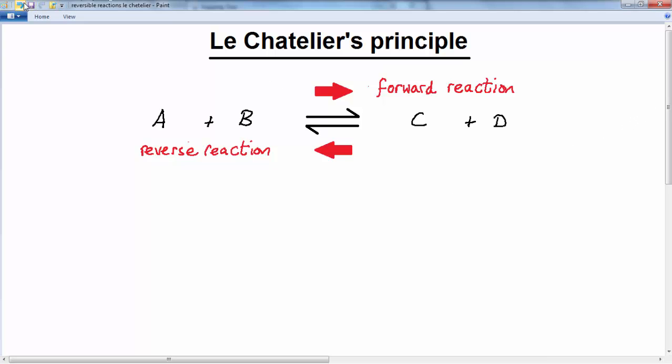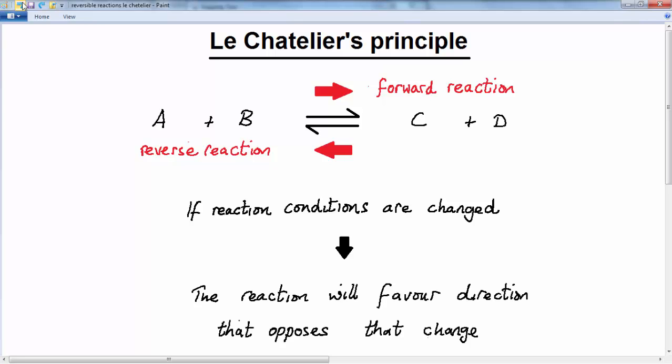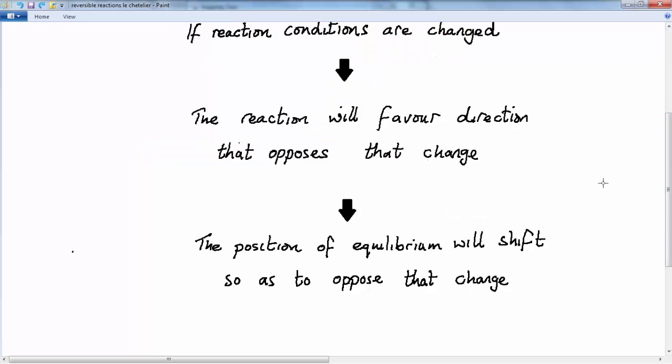So we can say, if the reaction conditions are changed, then the reaction will favour the direction that opposes that change. Another way of saying that is that the position of equilibrium of the reaction will shift so as to oppose that change. So these two statements really are different ways of stating the same thing. Now, to help us understand this principle, let's have a look at some examples.